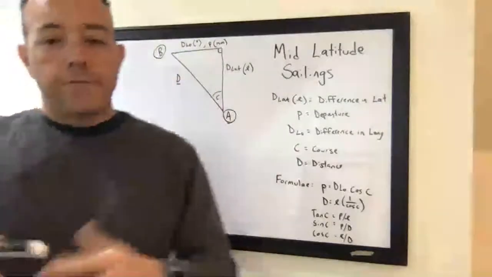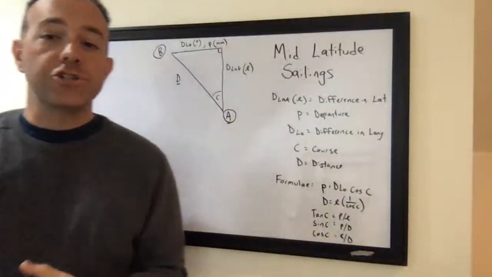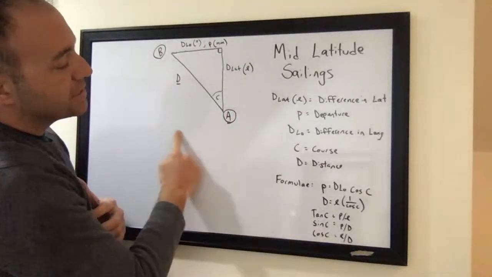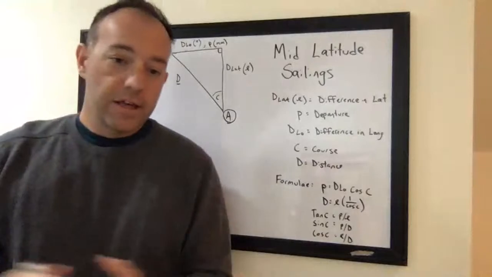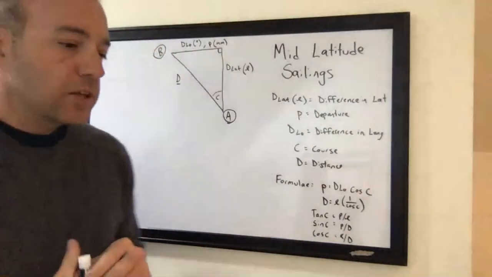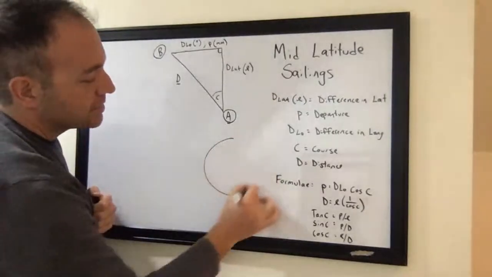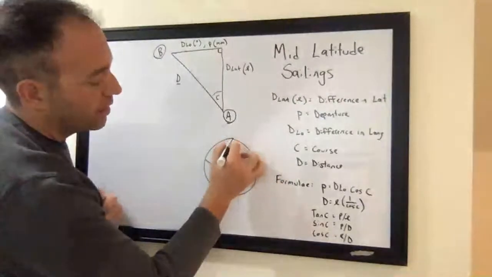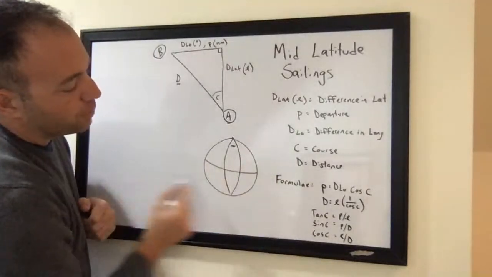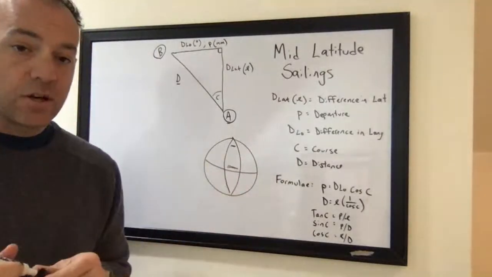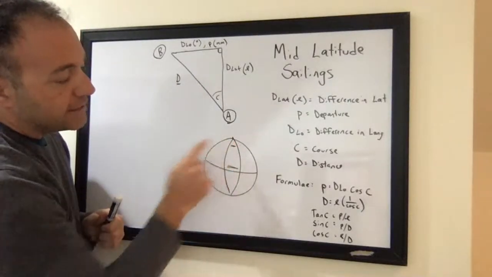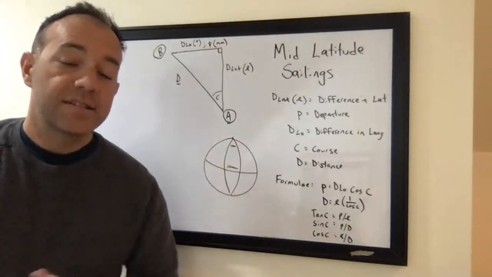The tricky one for some folks is the difference in longitude. Again, if this is position A and this is position B, there's a difference in longitude there, a certain number of degrees. The challenging thing with longitude is that because the Earth is a sphere, longitude lines converge towards the pole and diverge towards the equator. So the difference in longitude here and here is the same. Maybe it's 10 degrees.